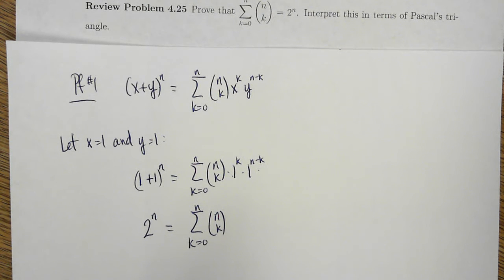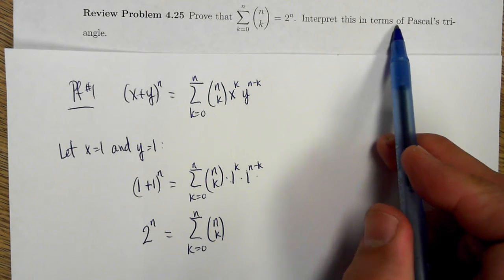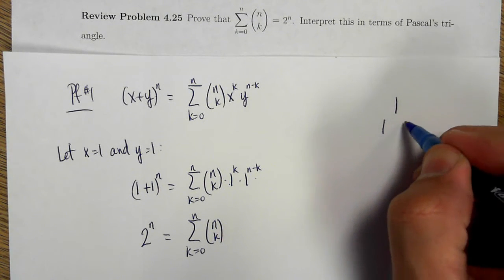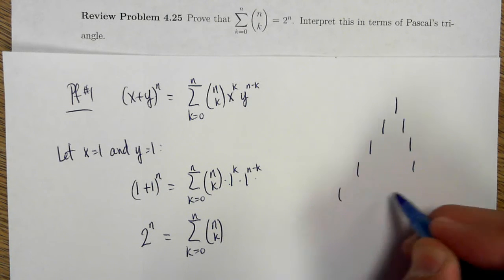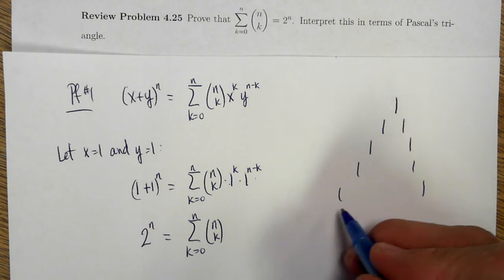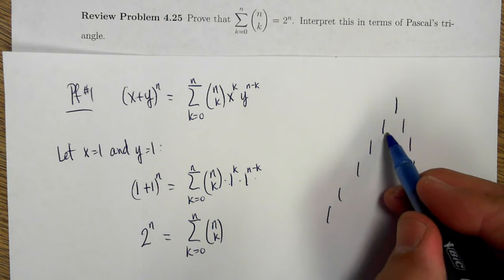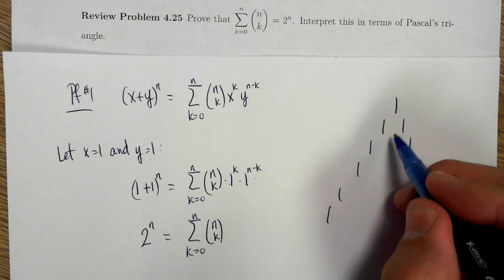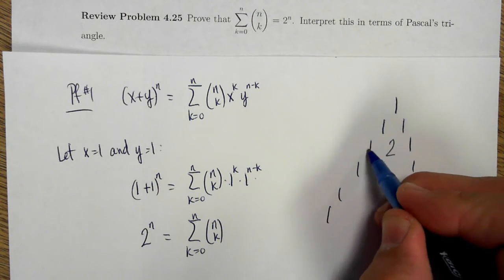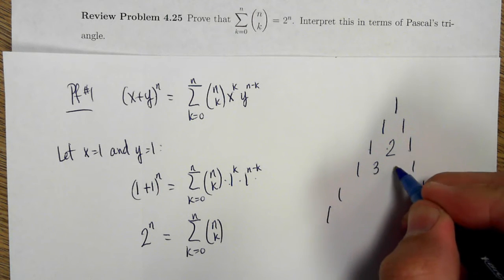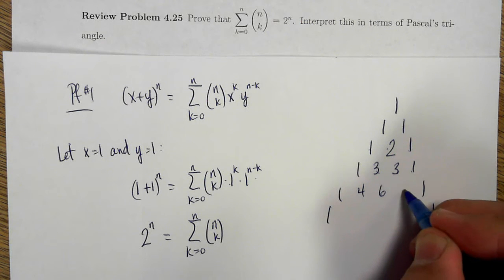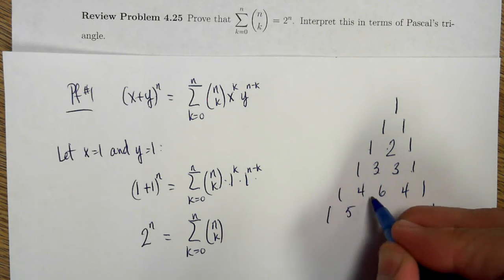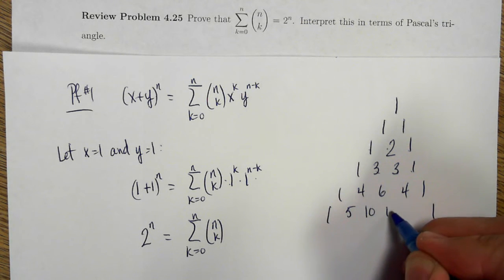So that's the proof. Now let's interpret this in terms of Pascal's triangle. Pascal's triangle starts off with 1s on the sides, always, and then to get the middle numbers, we add up the two entries that are above. So this number would be 1 plus 1 is 2, 1 plus 2 makes 3, 2 plus 1 makes 3, and then if I just keep adding like this, 3 plus 1 makes 4, I would get the terms in Pascal's triangle.